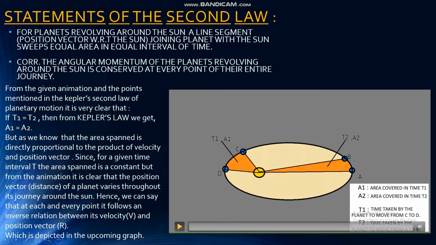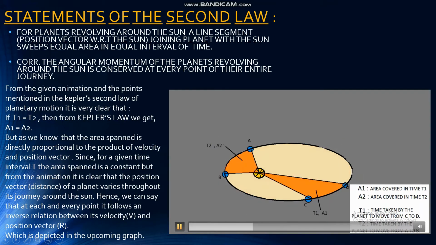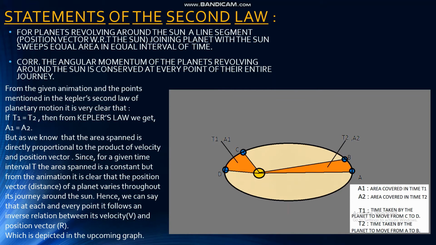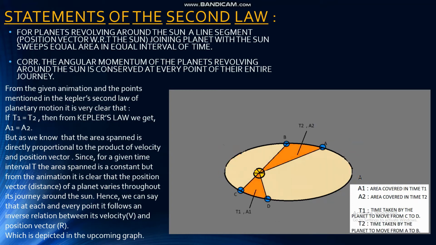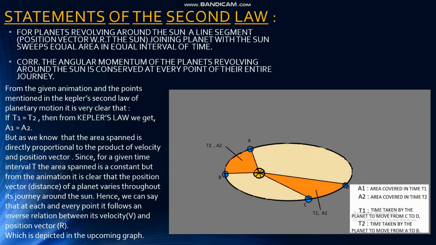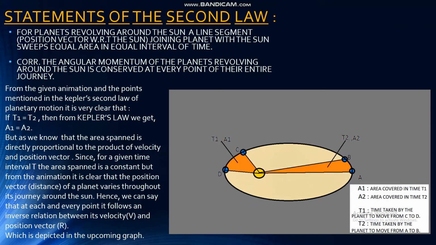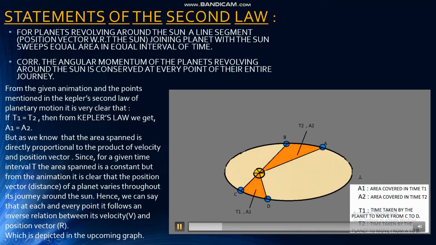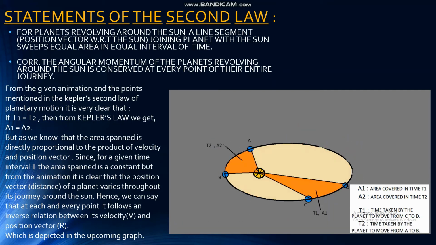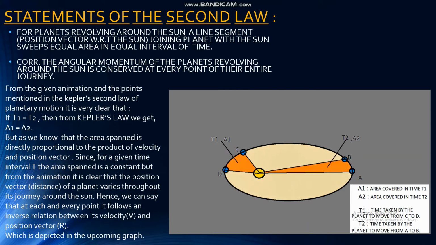From the given animation and the points mentioned in Kepler's second law of planetary motion, it is very clear that if T1 equals T2, then from Kepler's law we get A1 equals A2. As we know, the area spanned is directly proportional to the product of velocity and position vector. For a given time interval t, the area spanned is a constant, but from the animation it is clear that the position vector of a planet varies throughout its journey around the sun. Hence at every point it follows an inverse relation between its velocity v and position vector r, which is depicted in the upcoming graph.